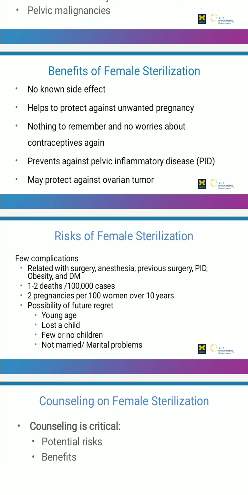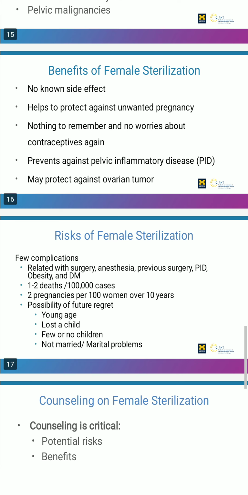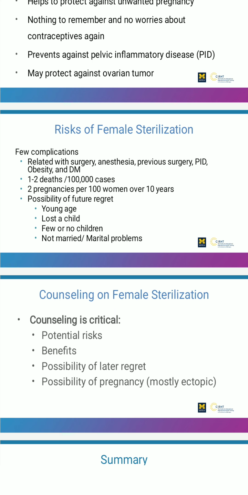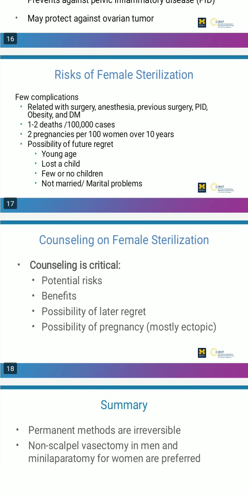The risks of female sterilization are few complications related to surgery, anesthesia, previous surgery, and obesity, with 1 to 2 deaths per 1 lakh cases, and 2 pregnancies per 100 women over 10 years. There is also the possibility of future regret: young age, having lost a child, few or no children, not being married, and marital problems.